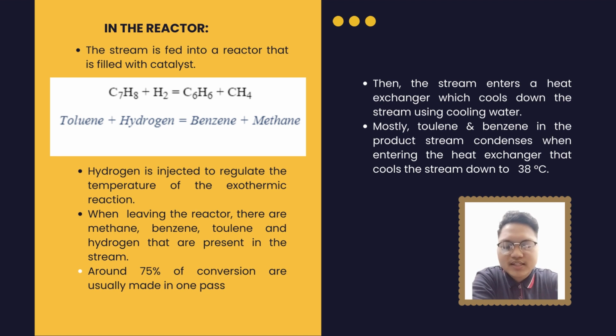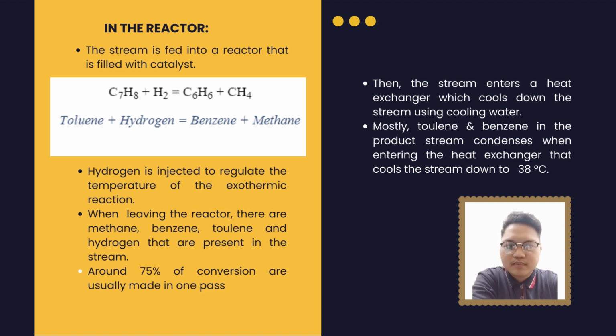Next, in the reactor, the stream is fed into a reactor that is filled with catalyst. As the picture shows, toluene plus hydrogen equals benzene plus methane. Hydrogen is injected to regulate the temperature of the exothermic reaction. When leaving the reactor, there are methane, benzene, toluene, and hydrogen present in the stream. Around 75% conversion is usually made in one pass.